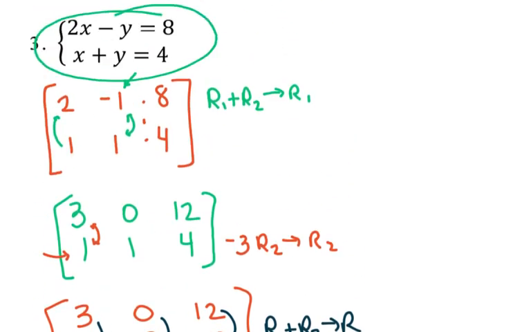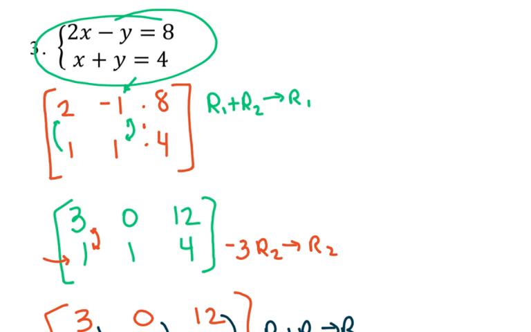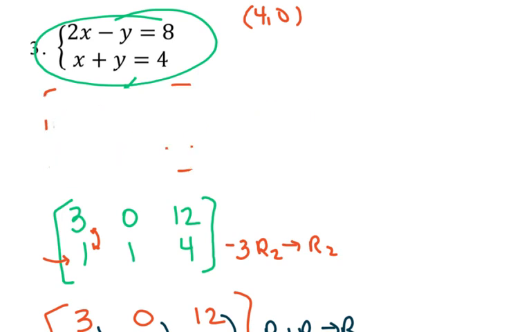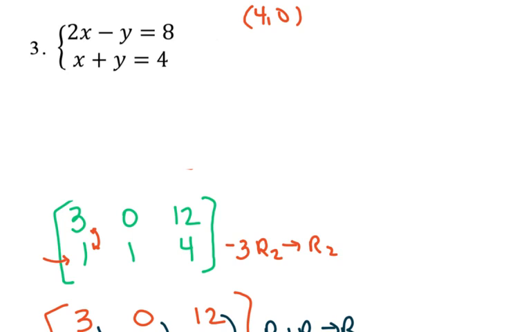Now I can take that and check, and especially because we're new doing this, we probably ought to check and make sure that we're doing this right. So I'm going to take the 4 and the 0, and I'm going to plug it in for the x and the y. And it has to work in both equations because we're saying that it's a solution.